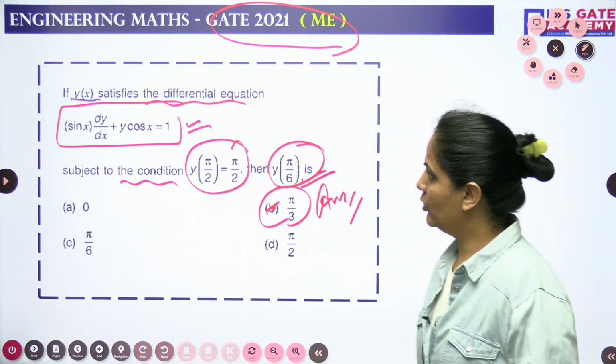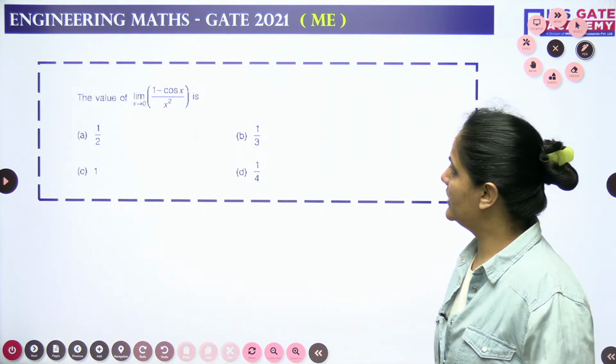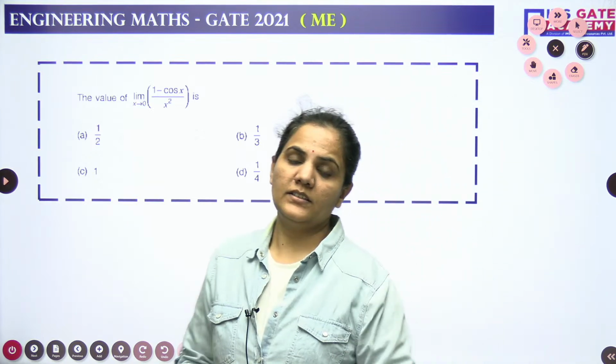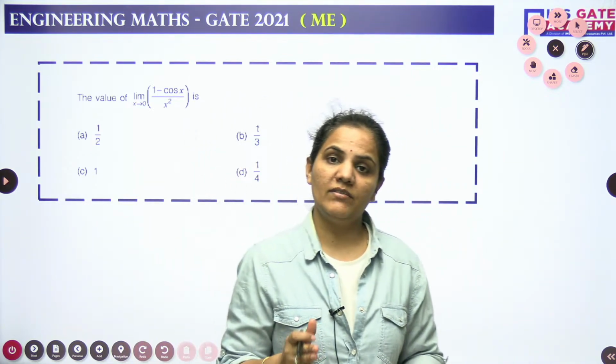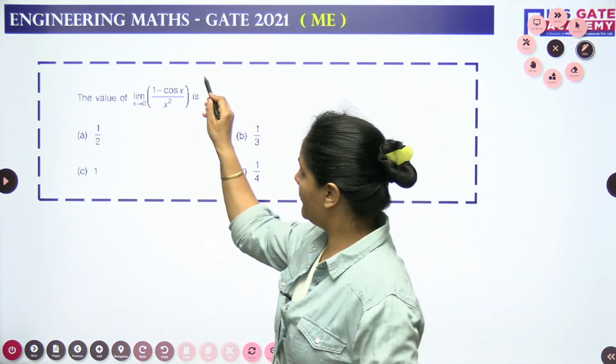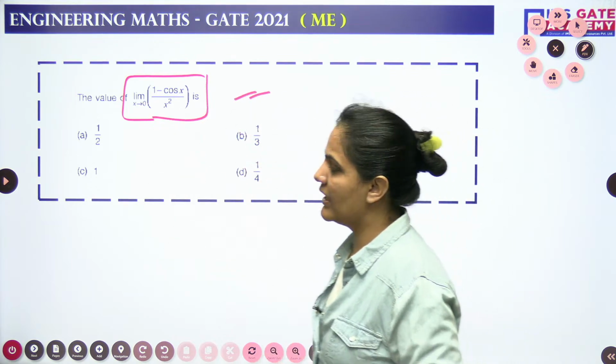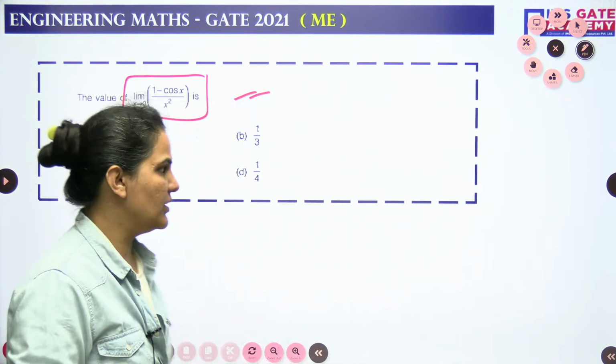Okay, now let's see what next we are having. Alright, so let's approach one more question. This question is from GATE 2021 mechanical, a calculus limits question. The value of the limit as x tends to 0 of 1 minus cos x by x square is, we are having options also. Let's approach it directly.